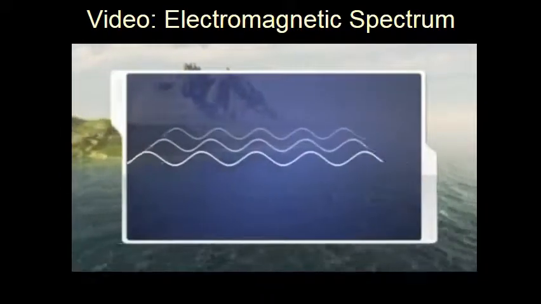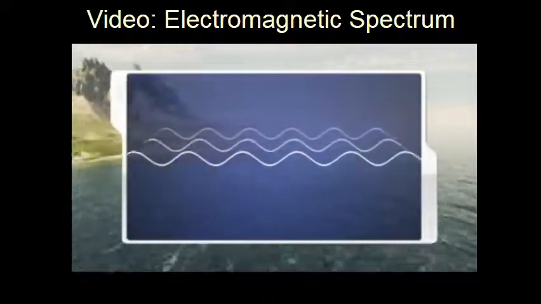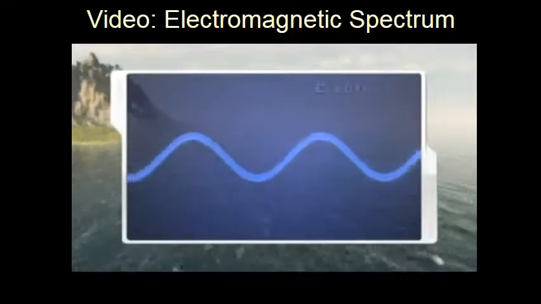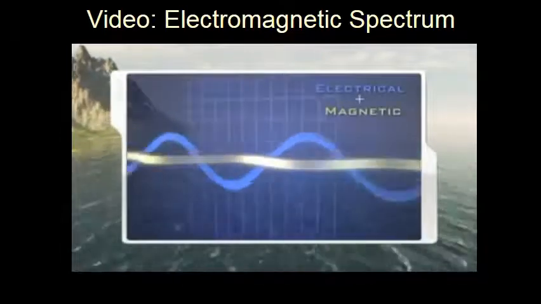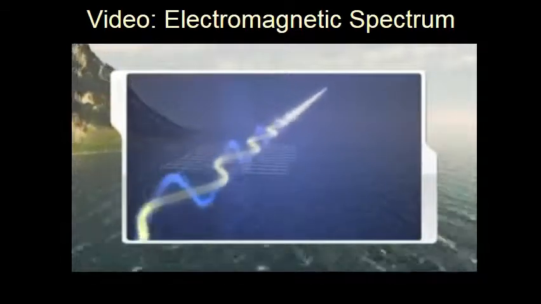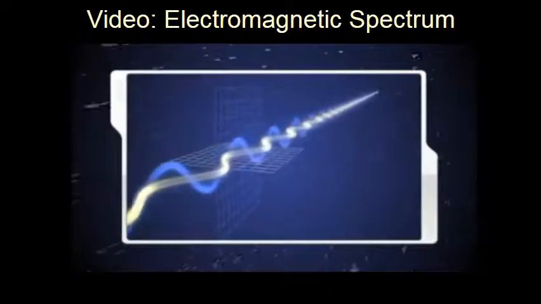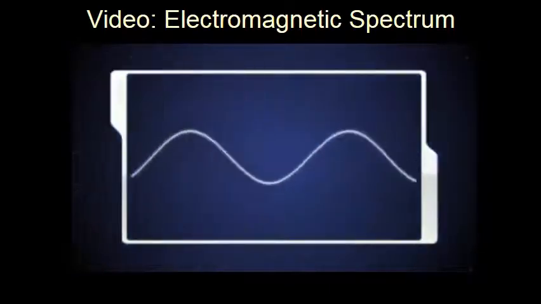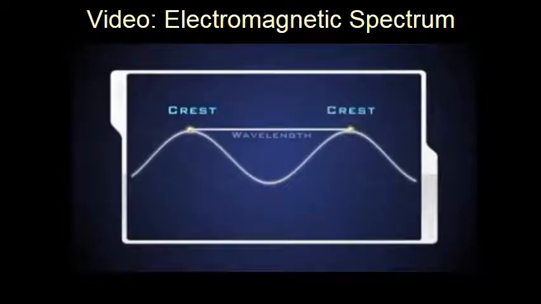Electromagnetic waves, or EM waves, are similar to ocean waves in that both are energy waves. They transmit energy. EM waves are produced by the vibration of charged particles and have electrical and magnetic properties. But unlike ocean waves that require water, EM waves travel through the vacuum of space at the constant speed of light. EM waves have crests and troughs like ocean waves.